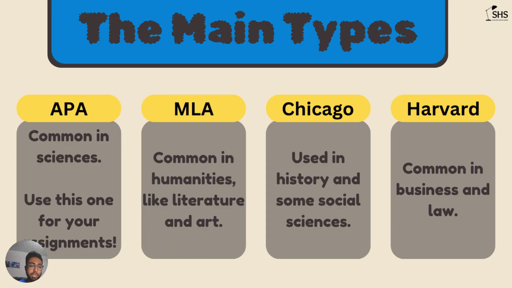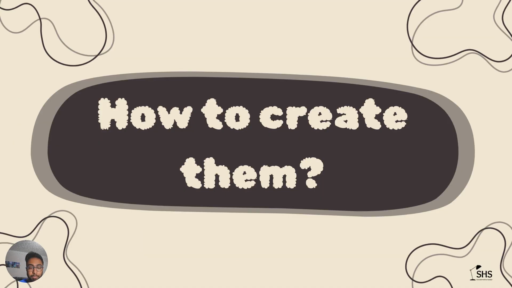So these are the main types of citations that you may see. The most common one being APA. This is most common in the sciences and the one you'll be using for your assignments. Another type is MLA, which is more common in the humanities like literature and art. Chicago style is used in history and some social sciences, and Harvard is more common in business and law.